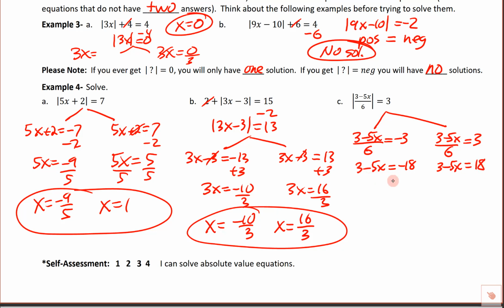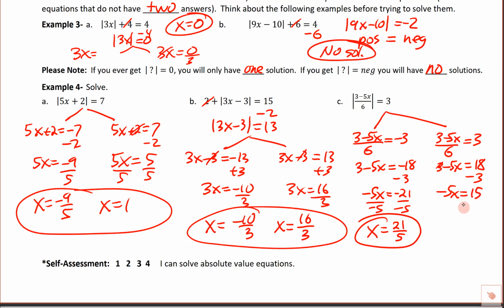We are going to subtract 3, and I'm going to focus on this one just because this one's a little harder. -5x equals -21, divide by -5. x is equal to, we do want to simplify here, negative divided by negative is a positive, so we get that right there. All right, good shape. And on this one, we're going to subtract 3, -5x. Lo and behold, we get 15, so when we divide by -5, we get x equals -3. So one of them is a nice answer, the other one's kind of ugly, but that's how you do those.